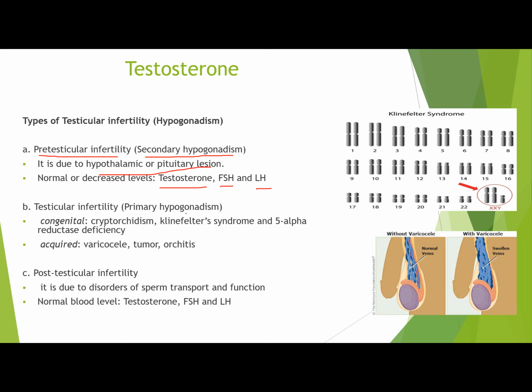Kapag naman primary hypogonadism, this can be congenital class, usually seen in cryptorchidism, Klinefelter syndrome, and 5-alpha reductase deficiency. For acquired naman class, seen in varicocele, tumor, and orchitis. Then we have your post-testicular infertility. It is due to disorders of sperm transport and function. There would be normal testosterone, normal FSH, normal LH in the blood. So, ang problema dyan, class, is yung transport ng sperm nyo. Basically, the sperm itself is the problem.